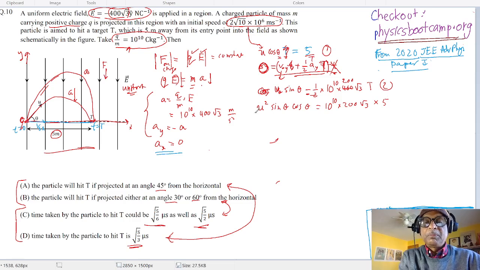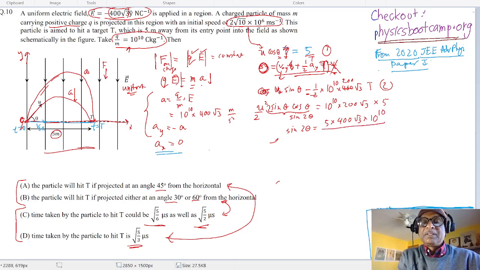If I divide by 2 and multiply by 2, this becomes sine 2 theta. So sine 2 theta is from the 2 over there. That makes it again 400. 5 times 400 is square root of 3 times 10 to the power 10, divided by u squared, and u squared will be 4 times 10 times 10 to the power 12.